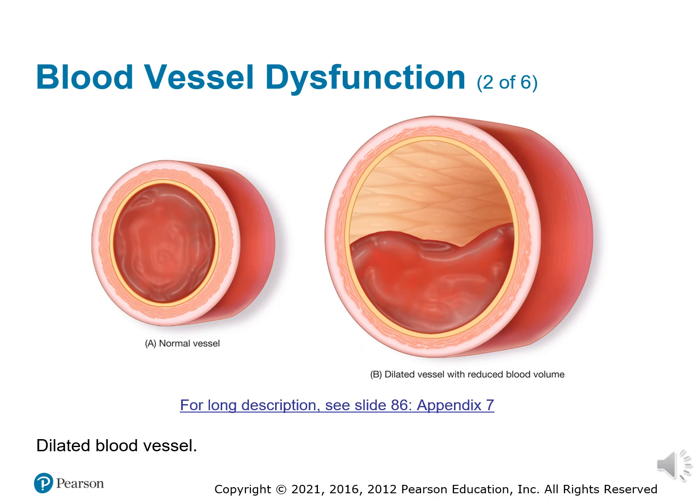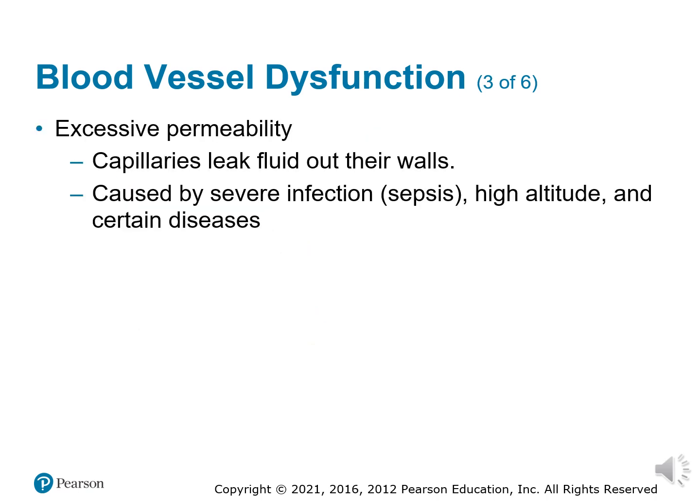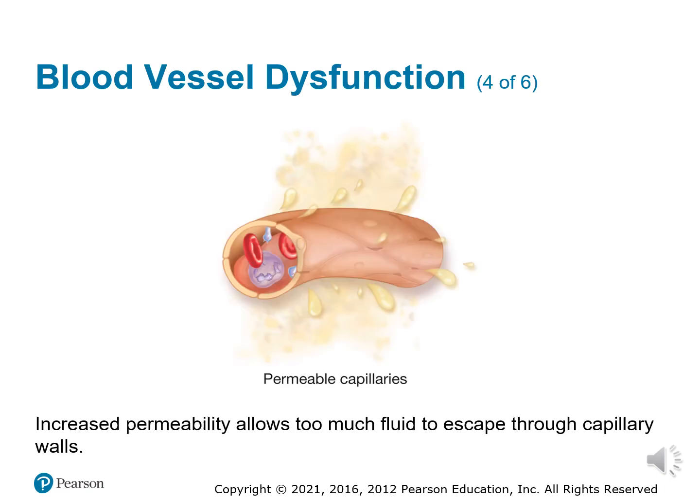Here's a normal blood vessel as well as a dilated vessel with reduced blood volume. You can also have excessive permeability, which is when the capillaries leak fluid out of their walls, caused by severe infection or sepsis, in high altitude, and in certain diseases. Here are the permeable capillaries, which have increased permeability, allowing too much fluid to escape through the capillary walls.